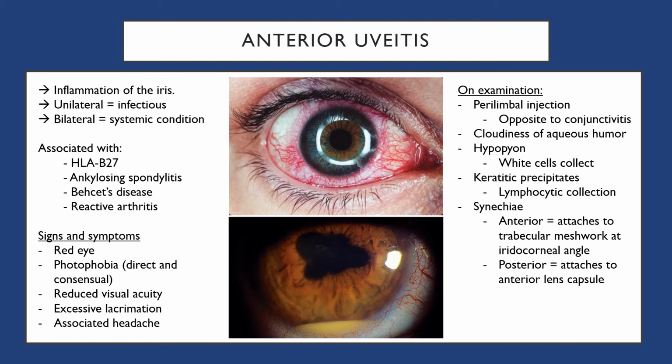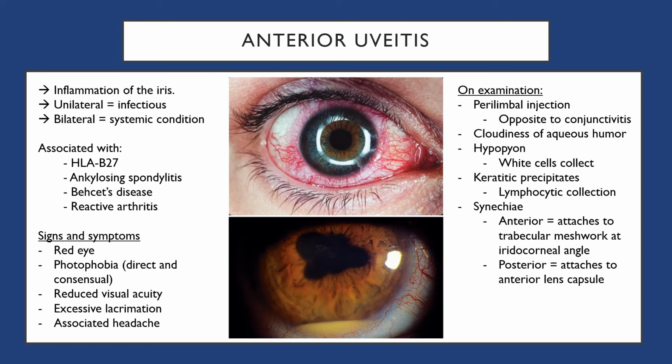So signs and symptoms, you can get the red eye, and interestingly enough, here you've got some injection of the eye, so the redness, but actually with anterior uveitis, it's mostly around the iris, and that's called perilimbal injection. This is in contrast to conjunctivitis, where the redness actually starts laterally and moves inwards. You'd also get photophobia, reduced visual acuity, and an associated headache with anterior uveitis.